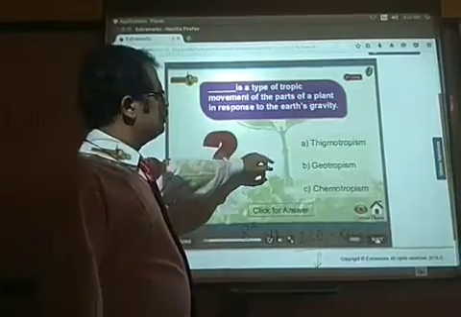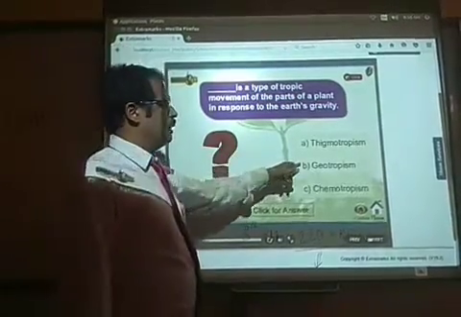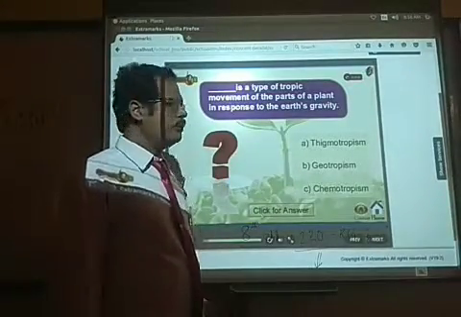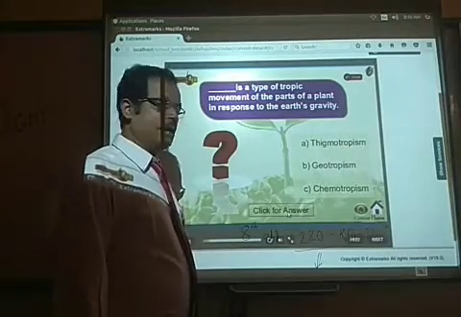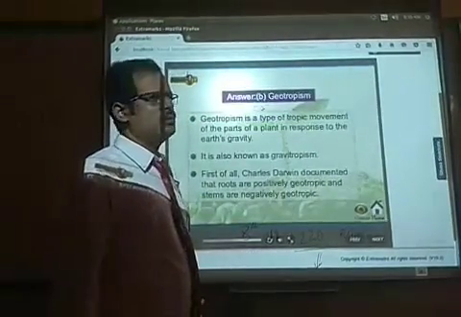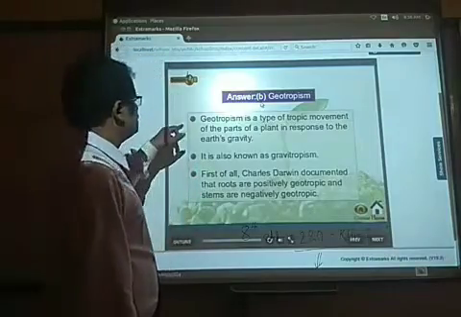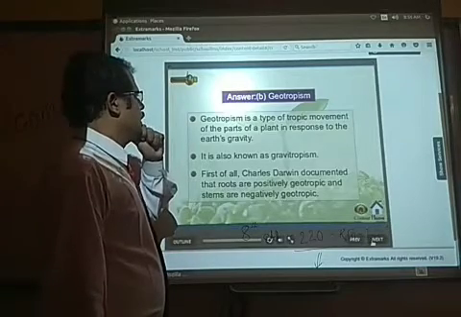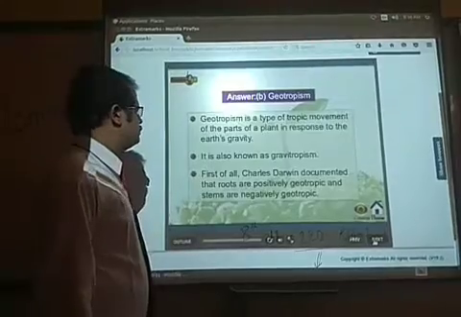Here are given thigmotropism, geotropism and chemotropism. Geotropism means the movement of a plant part towards the gravity of the Earth. It means the root of the plant moves towards the Earth's gravity. So this is called geotropism. And chemotropism means response of the plant towards chemicals. The definition of geotropism: it is a type of tropic movement of a plant in response to the Earth's gravity.